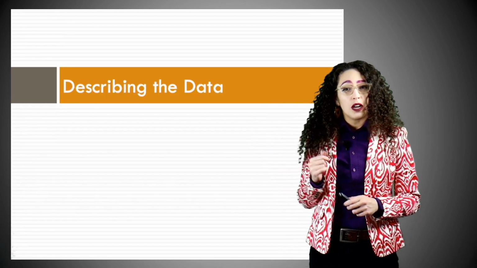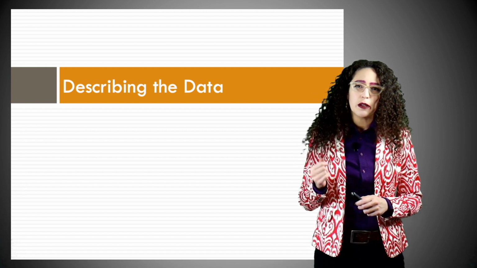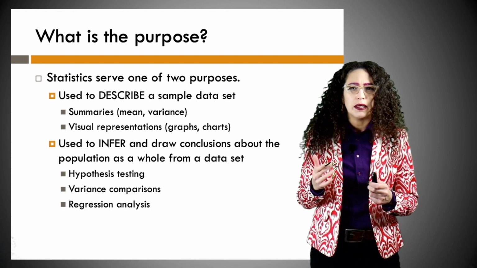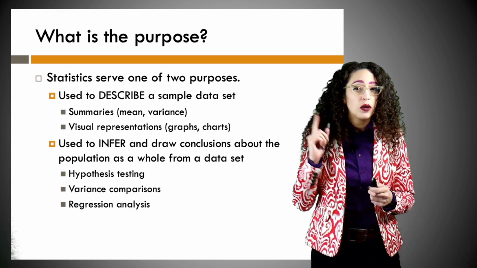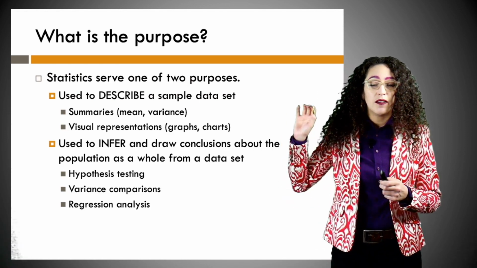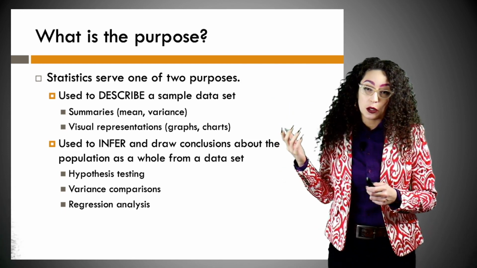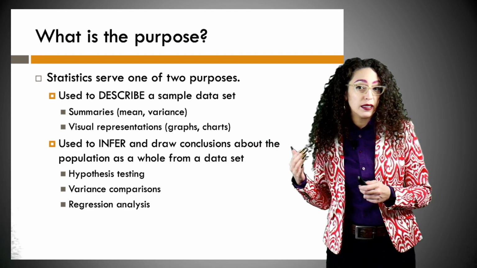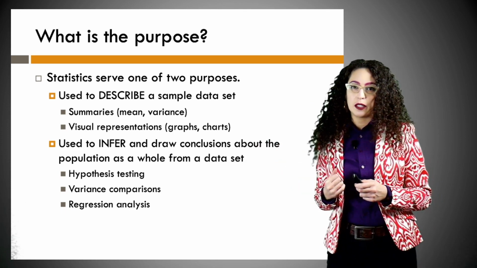So, first off, we have to describe some data. What do we mean by describing some data? What's the point? What's the purpose? So remember, statistics has one of two main types. We have descriptive statistics, which describe a data set, and then we have inferential statistics, which is hypothesis testing and is basically the second half of this course.